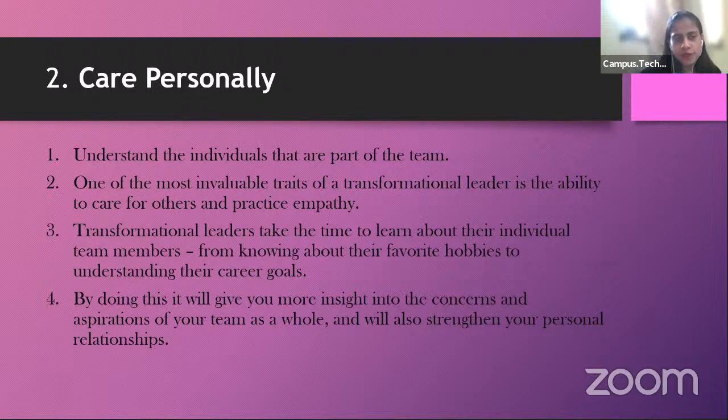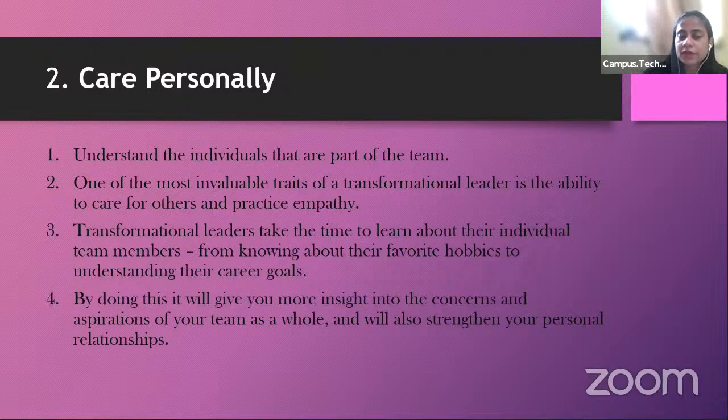Transformational leaders take the time to learn about their individual team members, from knowing about their favorite hobbies to understanding their career goals. When you have that care-personally attitude, when you try to know them properly, understand them more closely, you will know everything about them, like what factors motivate them, what inspires them, why they are working in that direction, what their favorite hobbies are. They will tell all these things. They will work on all these things. So under this leadership, they care personally and they take time to learn about their individuals completely.